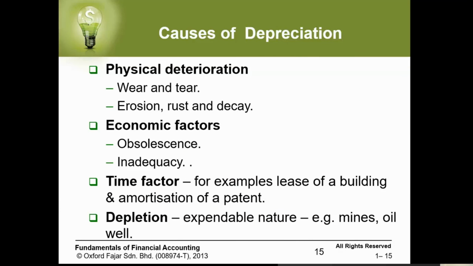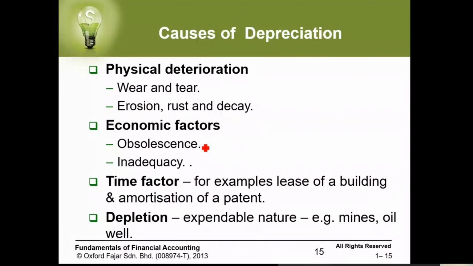So causes of depreciation: why does the asset have to be depreciated? There are many causes for it. We have physical deterioration, like wear and tear, erosion, rust, and decay. We have economic factors like obsolescence or inadequacy. We have the time factor, for example, leases of a building and amortization of a patent. We have depletion, like the expendable nature of mines, oil and others. So these are the 4 reasons behind depreciation.